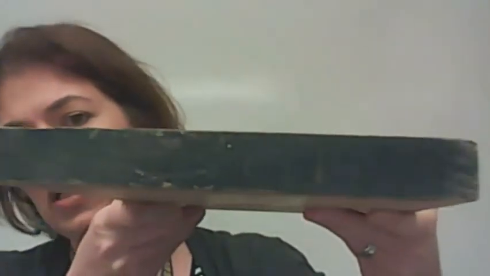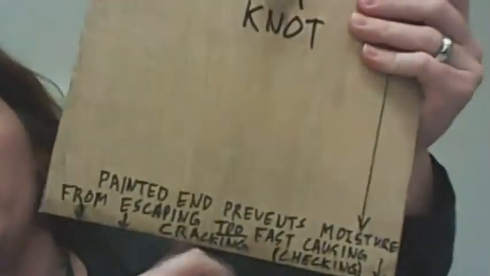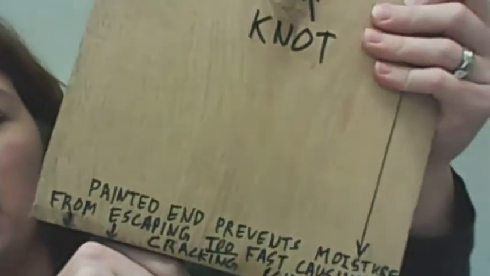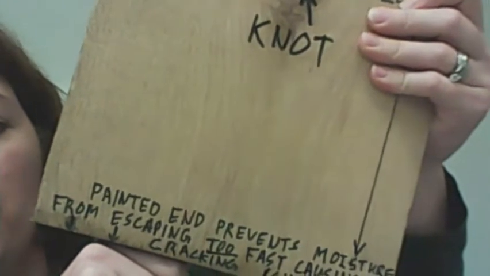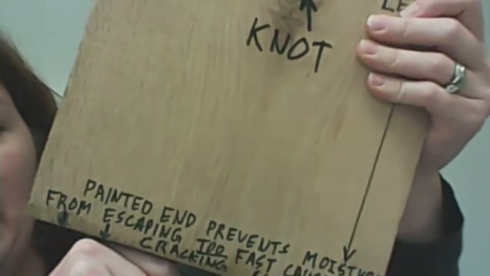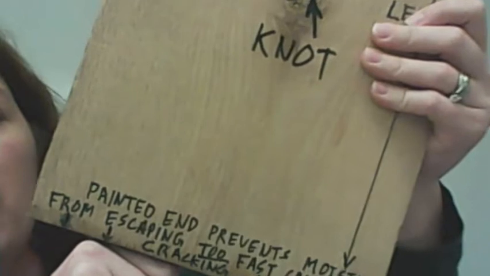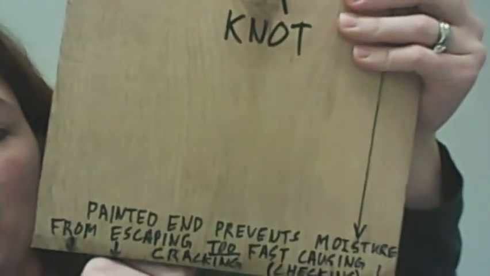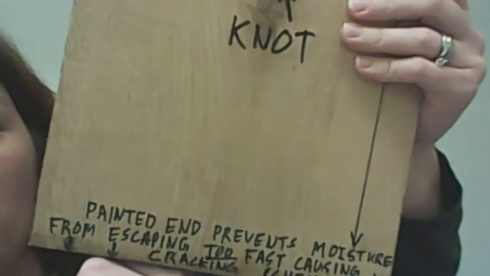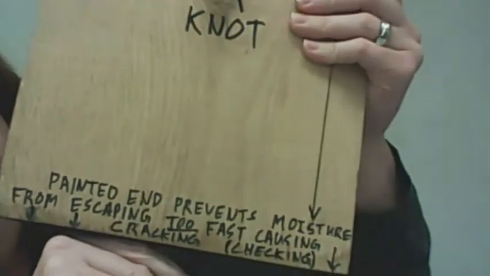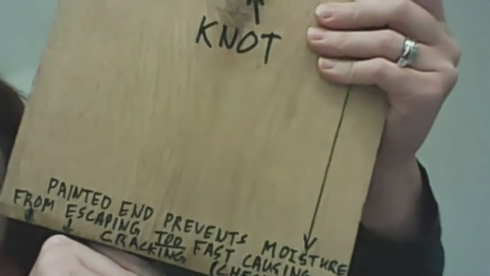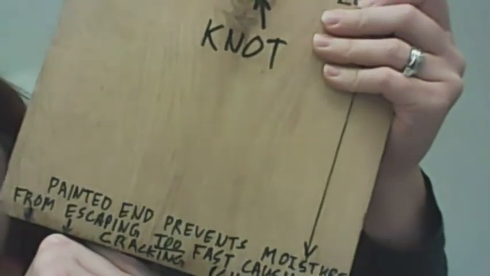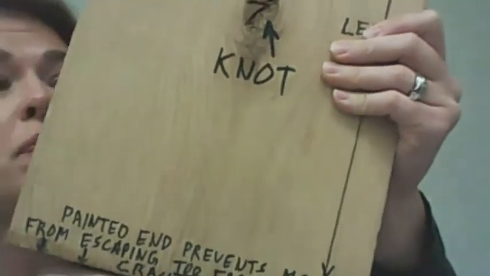If we take a look at an end right here, we actually have a painted end, and we have the information right here. The painted end prevents moisture from escaping too fast because the wood that we use has been dried. If this cracks or checks, we end up getting a split in that piece of wood, and we can't always use that part depending on what we need.